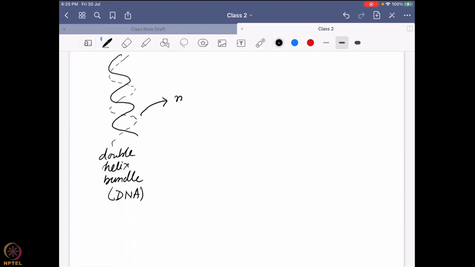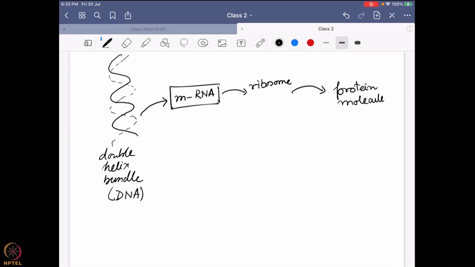It transfers its information to mRNA, which also has some chirality. And this mRNA interacts with the ribosome, and that creates the protein molecules that we require. So this whole process, how the DNA interacts with RNA, how it interacts with the ribosome, and how the protein molecules are synthesized, this full system is known as the central dogma of biology.